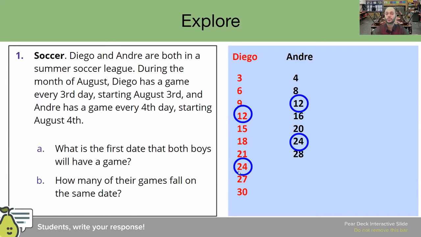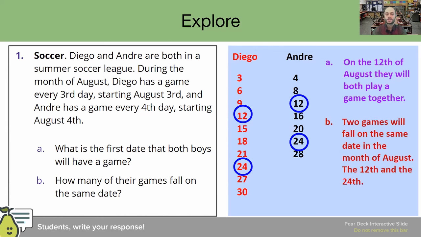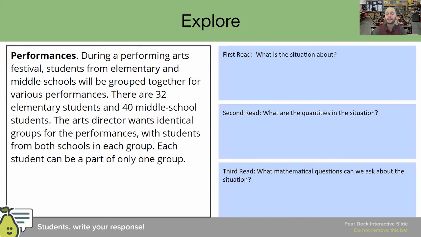24 is a multiple of 3, and it is also a multiple of 4. Therefore, we know that on the 24th of August, both of these athletes will be present playing soccer in the Summer Soccer League. So essentially, on the 12th day of August, they will both play a game together on the same day. And for part B, 2 games will fall on the same date in the month of August, the 12th and the 24th. All right, let's take a look at the next story.